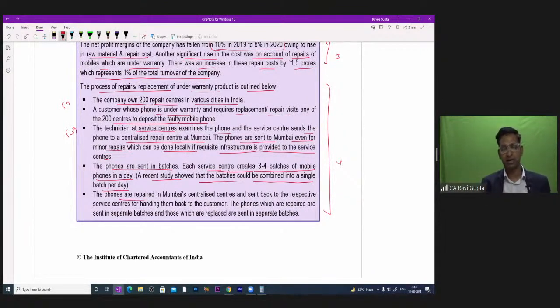The phones are repaired in the Mumbai centralized center and sent back to the respective service centers for handing them back to the customer. The phones which are repaired are sent in a separate batch, and those which are replaced are sent in a separate batch.